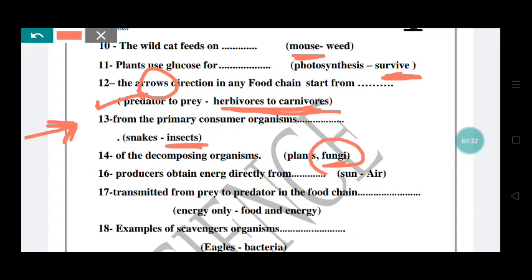Producer obtains energy directly from the sun, excellent. Transmitted from prey to predator in the food chain: food and energy, excellent. Examples of scavenger organisms, eagle or bacteria? Scavengers. Super, eagle.